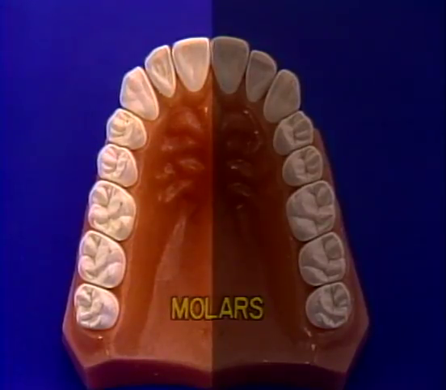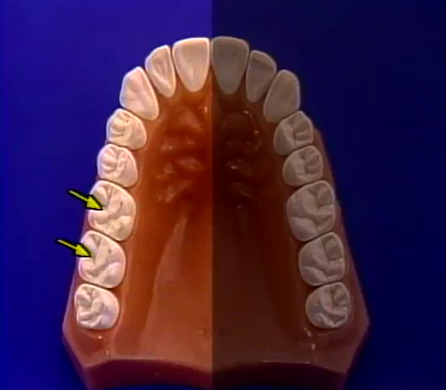Molars. The 6th, 7th, and 8th teeth from the midline in each quadrant are termed the 1st, 2nd, and 3rd molars. They are commonly referred to respectively as the 6-year molar, 12-year molar, and wisdom tooth. The function of the molars is that of grinding.